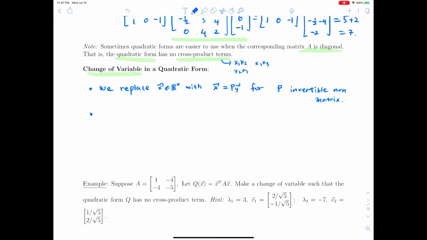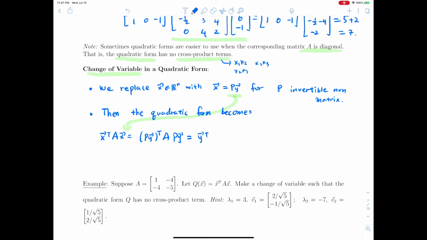Then if you plug that into the quadratic form, well, we had Q equals x transpose A x. But now if you plug this in for x, this gives you (Py) transpose A times Py. If you distribute the transpose, this gives you y transpose P transpose A P y. Or if you regard the middle as an n by n matrix, then we get this times y. So we have A is a symmetric matrix.